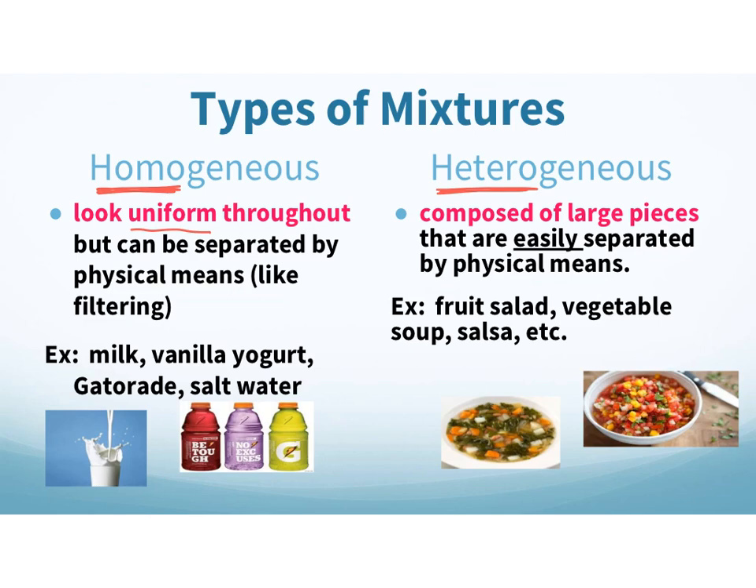Heterogeneous mixtures are typically composed of larger pieces that can be easily separated by physical means, and they're not going to look the same. They're not going to look uniform throughout. So here, fruit salad, vegetable soup, salsa are examples of heterogeneous mixtures. If I look here, I see a carrot. If I look over here, I see an onion. Over here, I see a green whatever. Over here, I see some broth. So it's going to look different. It does not look uniform throughout.